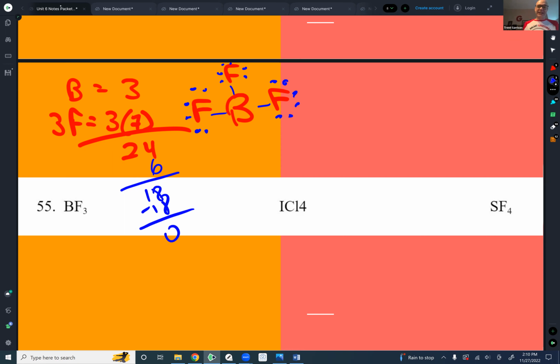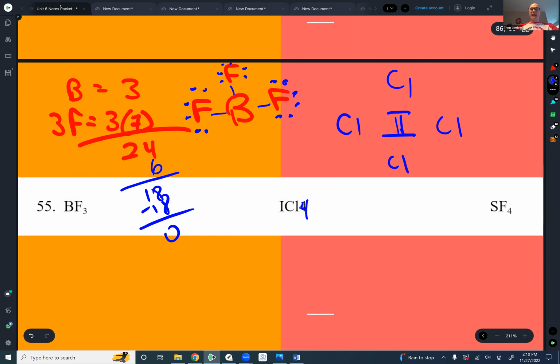All right, next, ICl4, that should be a lowercase 4. I'm not sure why it didn't transfer over that way. So I've got I in the middle because it's the first element listed. I've got Cl's on each of the corners. I know that there will be single bonds on each of those Cl's. I know that I must fill up each one of my Cl's at least.